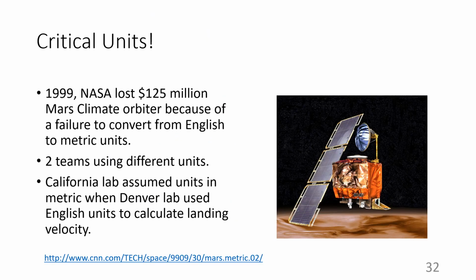At this point, you might be asking yourself, why are chemists making such a big deal about units and how to convert from one unit to another? Well, it can actually end up costing a lot of money. Back in 1999, NASA lost a $125 million Mars Climate Orbiter because of a simple failure to convert from English to metric units. You had two teams working on manipulating the lander to measure the weather and climate patterns on Mars. There was a lab, the Jet Propulsion Lab in California, that assumed that the units were metric, where the Denver lab of NASA was using English units.